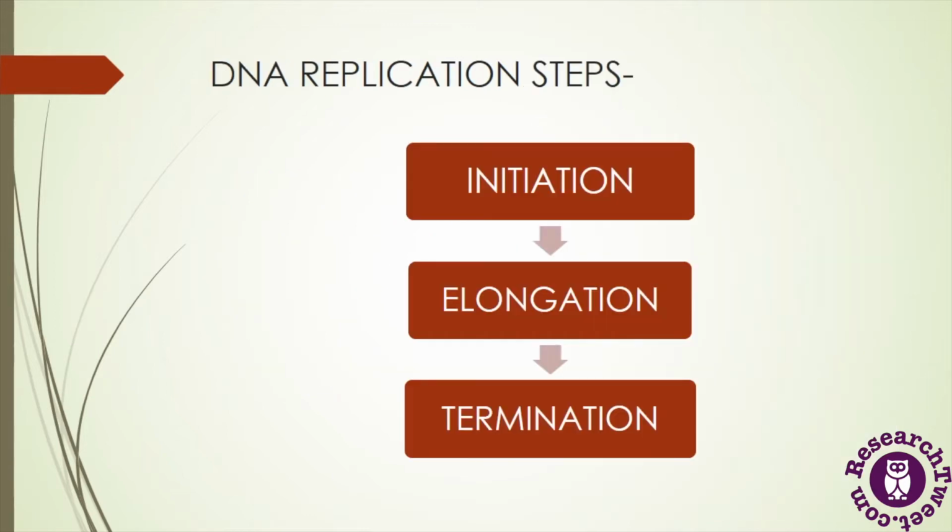Now let's discuss the steps of DNA replication. DNA replication is a process by which DNA replicates into two copies. The process is considered semi-conservative, and why it is termed like that we will know after the end of this video. The major steps of DNA replication include initiation of DNA replication, elongation of the DNA chain, and termination of replication.